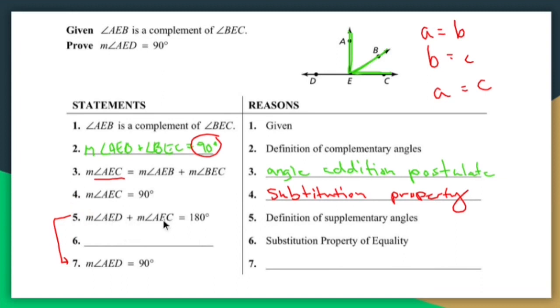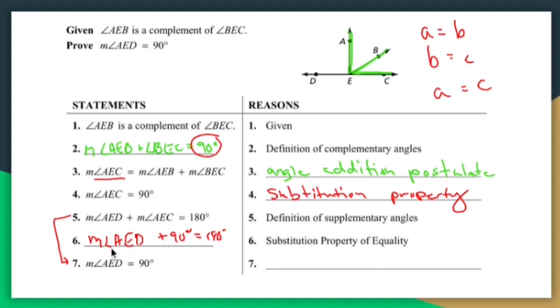Now, if I just said something about AEC equaling 90 degrees, and I see AEC appear and I don't want it to be there anymore because it's now gone in 7, why don't I just replace AEC with 90? The measure of angle AED plus 90 equals 180 degrees. Now, that is substitution because I substituted 90 for AEC.